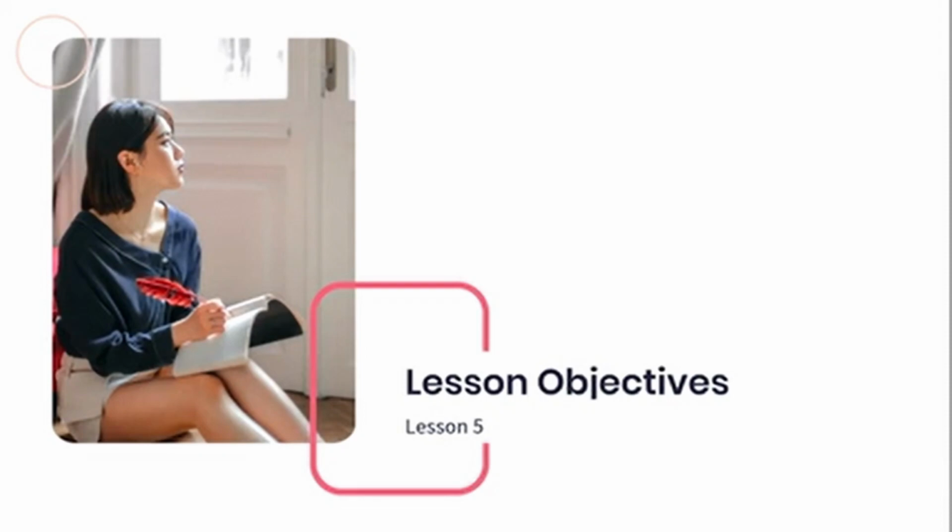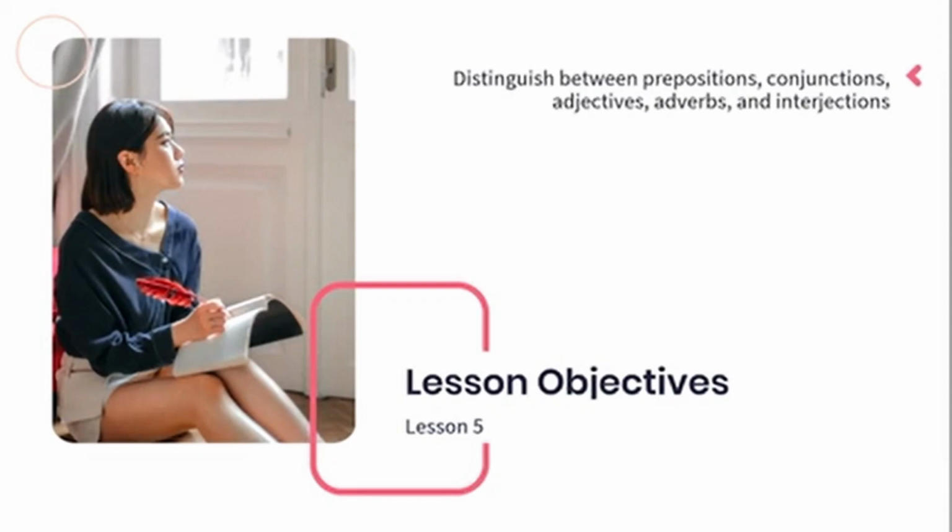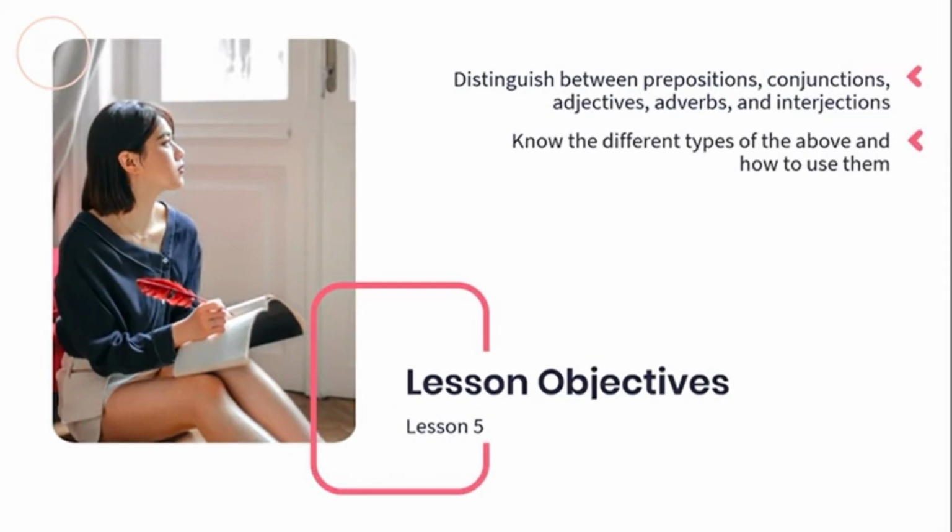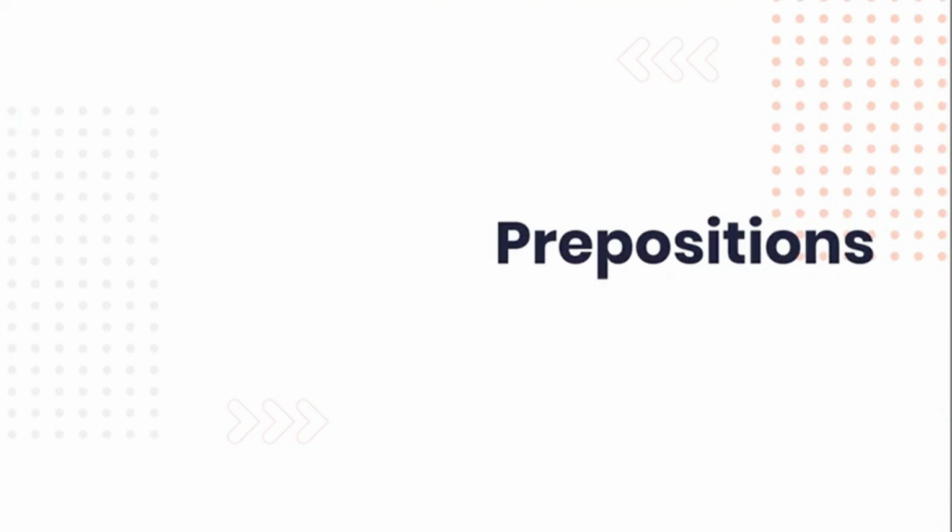This lesson's objectives are being able to distinguish between prepositions, conjunctions, adjectives, adverbs, and interjections, as well as knowing the different types of the above and how to use them. Next, you will learn how to understand and use the royal order of adjectives. Learn about prepositions.